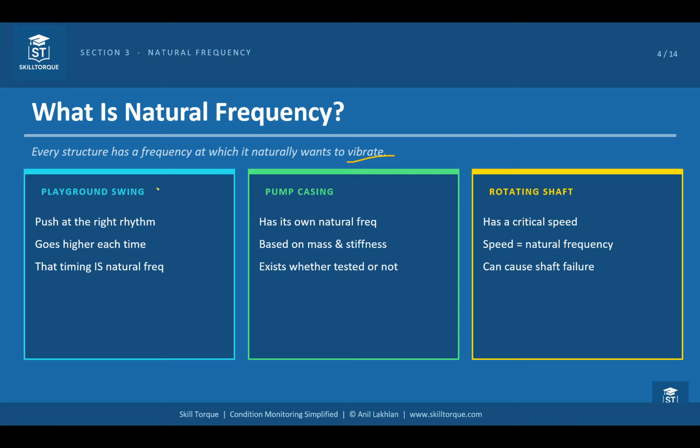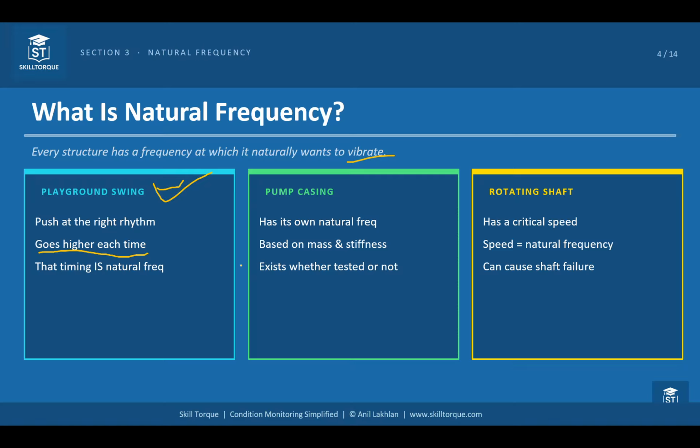Think about a playground swing or a normal swing in a park, right? If you push it at the right moment, at the right frequency, the swing goes higher and higher with each push. In that case we are not pushing it hard, or working hard to help the swing gain momentum. We are just pushing at the right time. That timing, or frequency, is the swing's natural frequency.